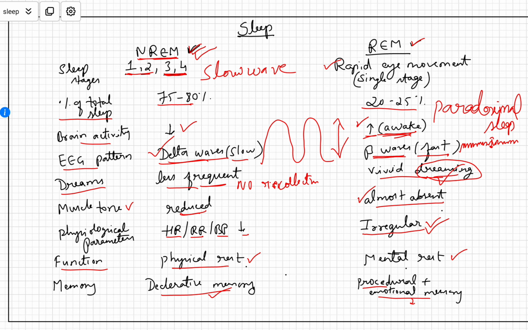Remember, dreaming mainly happens in the REM phase, and because of that, the heart rate, pulse rate, everything is irregular, right? And the brain activity is very fast, very similar to the person who is awake. Clear? In NREM, it is the slow wave sleep, and delta waves are recorded, and your heart rate, muscle tone, all these are reduced.